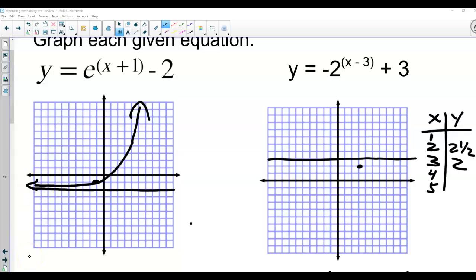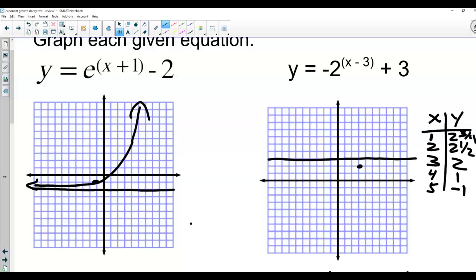Now I put the 1 in. 1 minus 3 is negative 2. 2 to the negative 2 is 1/4. Negative 1/4 plus 3 is 2 3/4. Now I put my x's in. 4 minus 3 is 1. 2 to the 1 is 2. Negative 2 plus 3 is 1. 5 minus 3 is 2. 2 squared is 4. Negative 4 plus 3 is a negative 1.